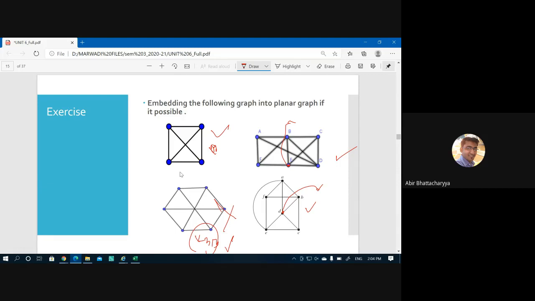Okay, like that you have to follow the rules and try the hit and trial method. If you are not comfortable with the graphs, try the hit and trial method, and definitely you'll approach towards the planar graph, or whether this embedding is possible or not.